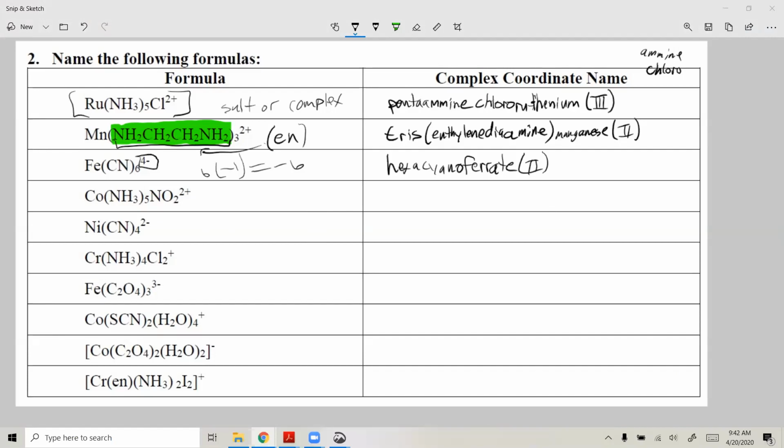Wait, which cobalt one? There's a couple different ones. Sorry, we're going to do the next one on the list, so the fourth one down. Okay, thank you.